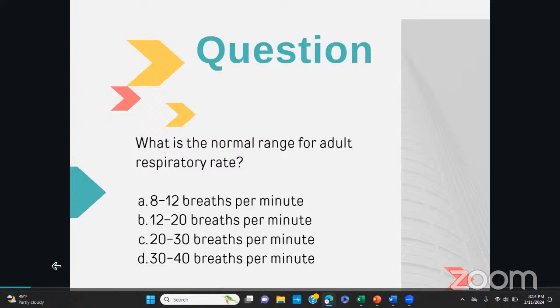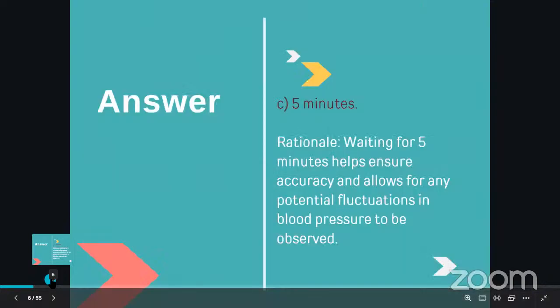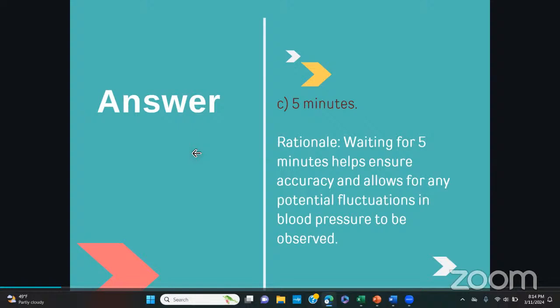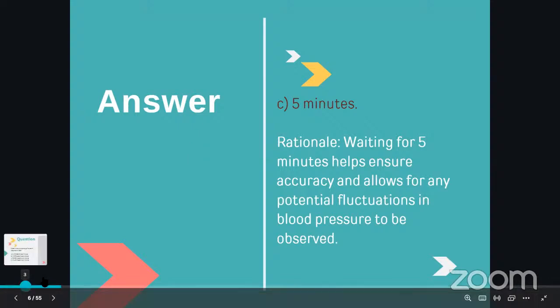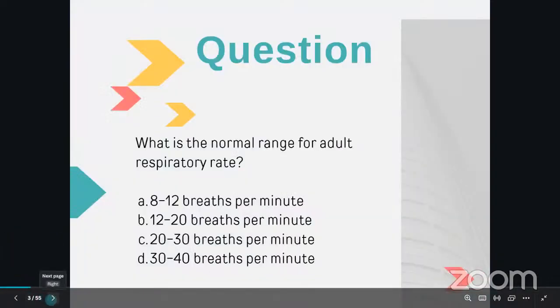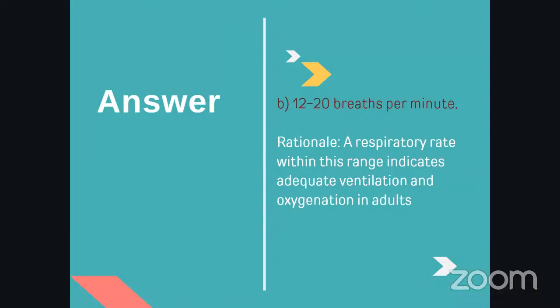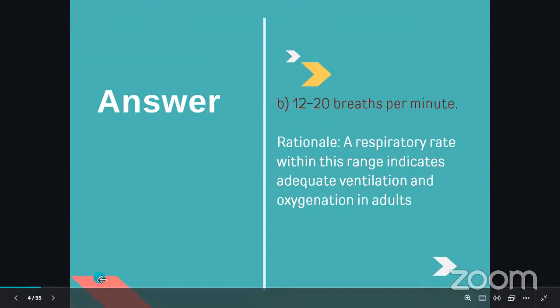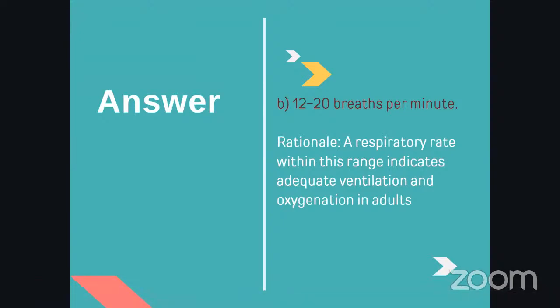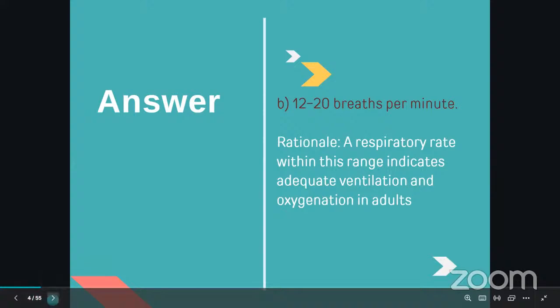All righty. I see we have B, so let's check our answer. The answer is B, 12 to 20 breaths per minute. Because with respiratory rate we're looking to measure your inhalation and your exhalation. So it measures adequate ventilation in adults and in children.